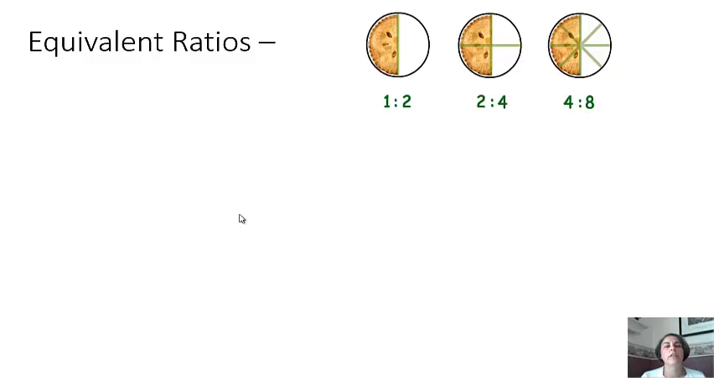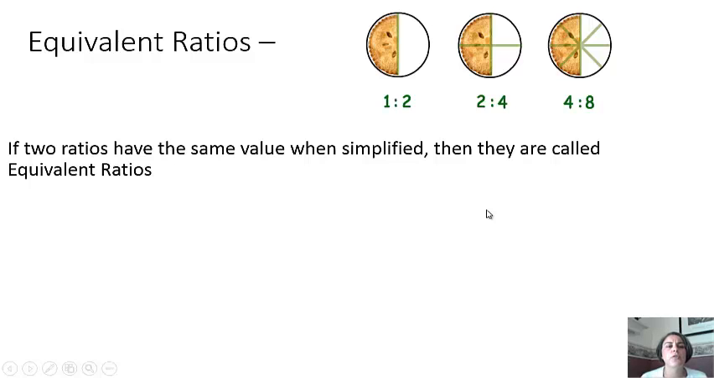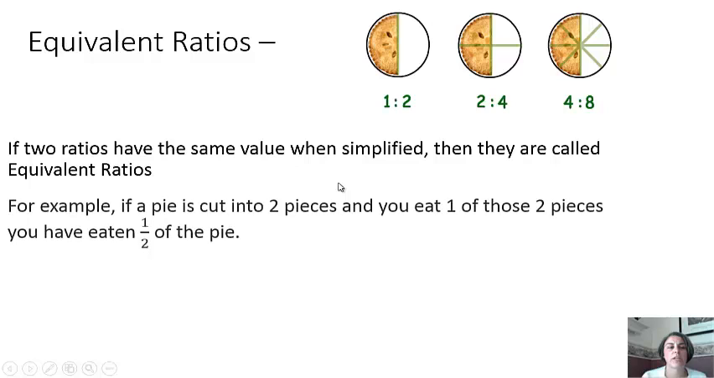I want to talk about equivalent ratios. I want to look at these pies and how we've cut them up. We cut this pie in half, we cut this pie into fourths, and we cut this pie into eighths. If two ratios have the same value when simplified, they're called equivalent ratios.